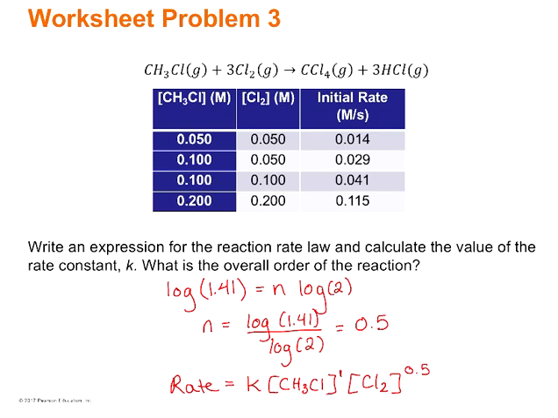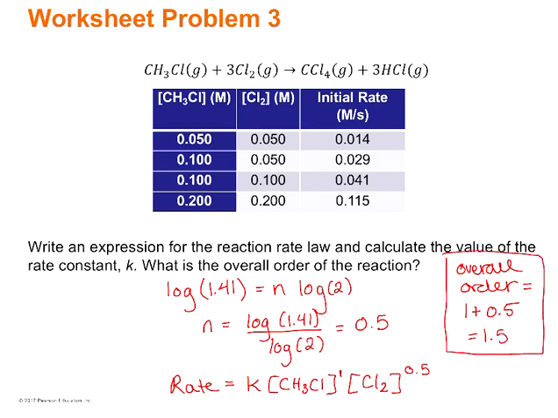Okay, so the overall order for this reaction is, let's see, I'll write this over here, 1 plus 0.5, so that is 1.5. All right, and that can happen. It looks a little strange, but that does happen. Now we also need to figure out the rate constant K. Oh, I didn't leave myself enough room here. We'll just do that up above then.